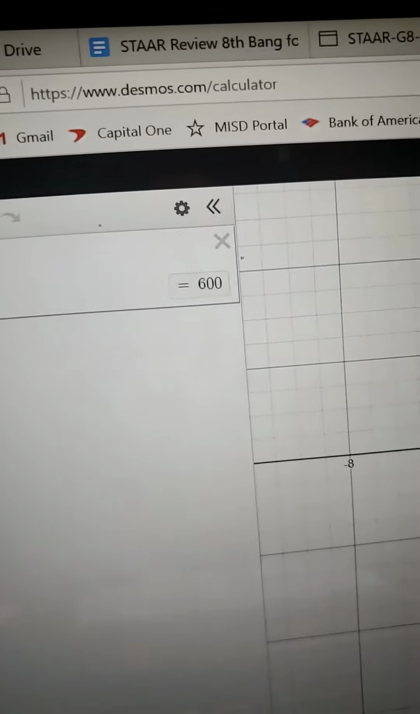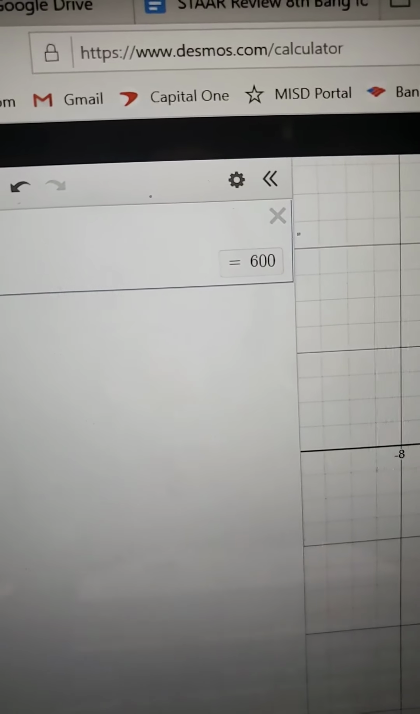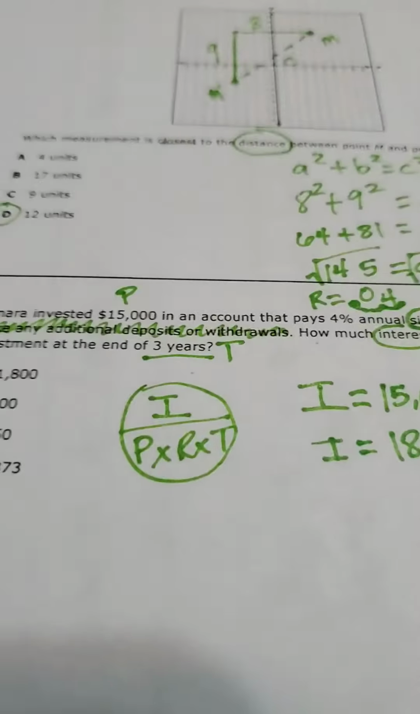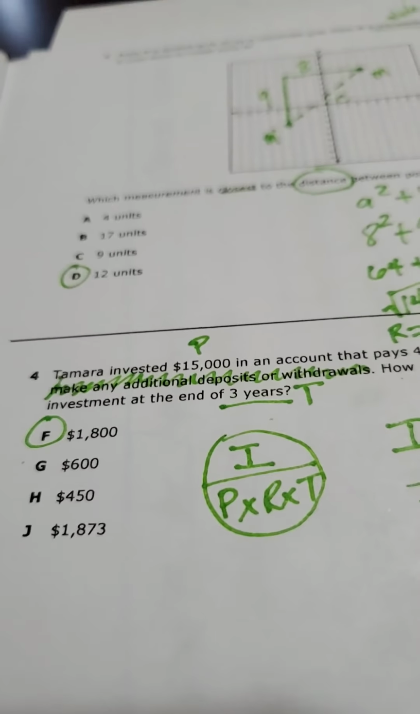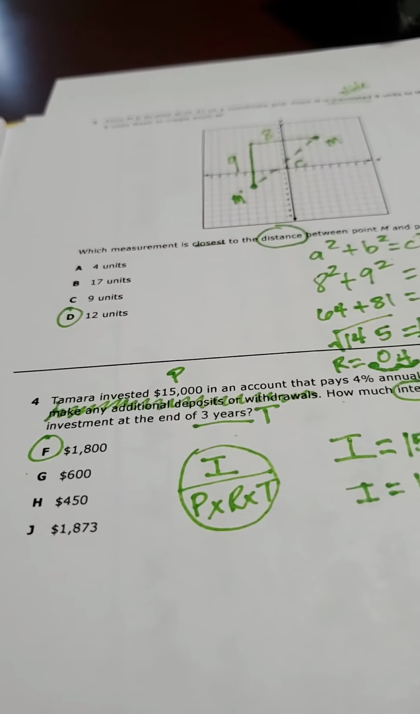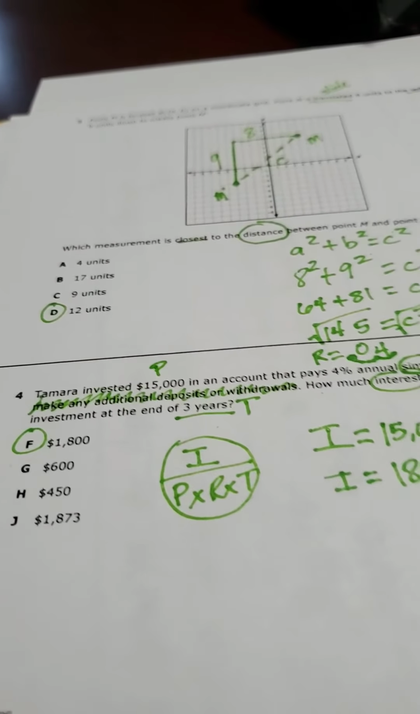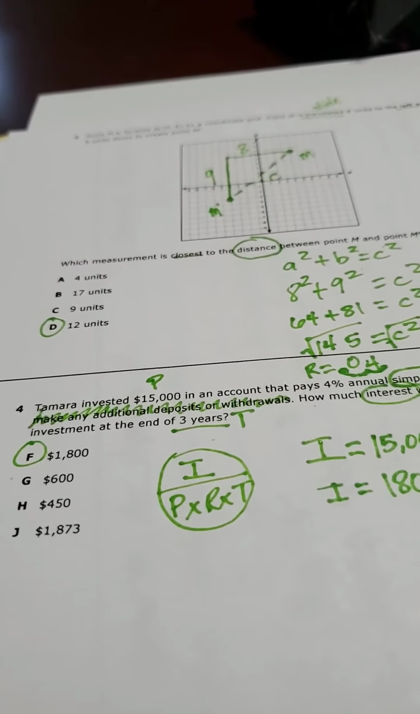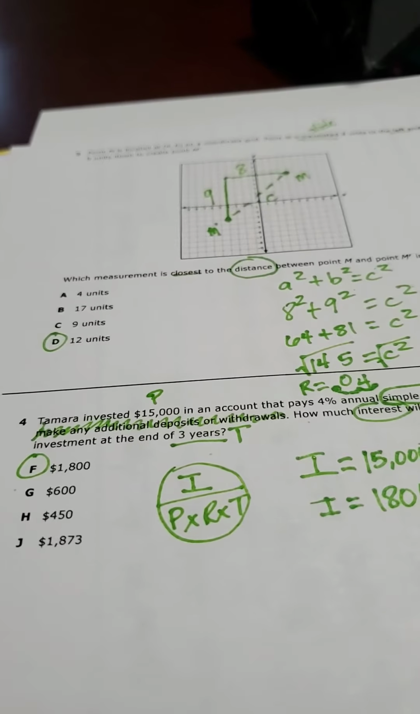Notice if I had stopped typing in, I got 600. If I did not include the years, I got 600. That's an answer choice. You need to follow through on your steps, okay? Trust yourself. You've got this. We've prepared you for this. Use every step and just follow your gut.